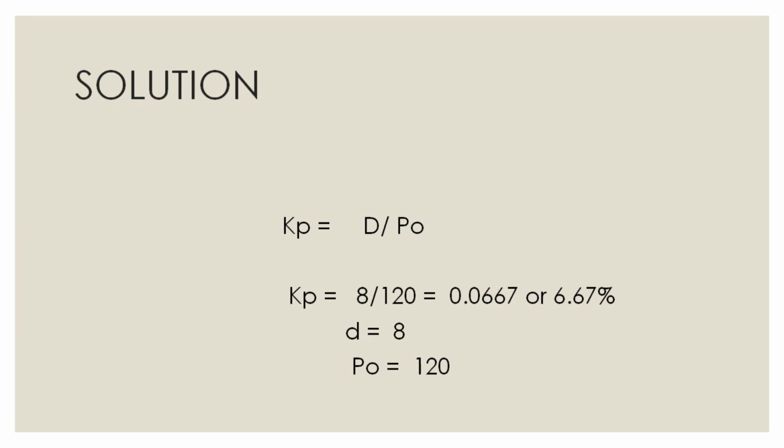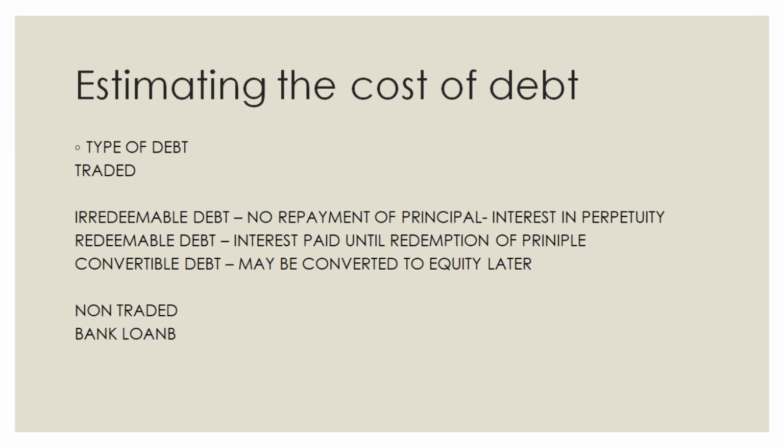So let's move forward. The next topic we are going to cover today is estimating the cost of debt. What are the types of debt? There are two types of debt. The first are those which are traded in the market, and the second are those which are not traded in the market. The first one is irredeemable debt, which means the company will not repay the principal amount. The company will pay the interest forever.